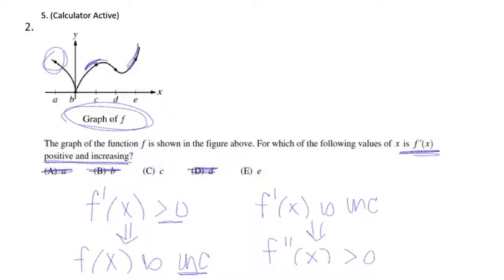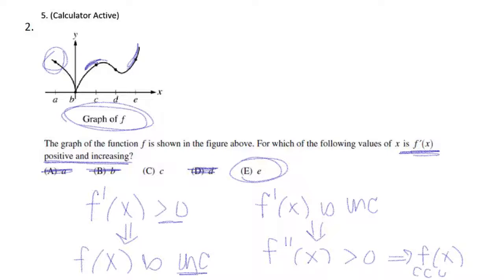Well, what does that tell me about f of x if f double prime is positive? What does it tell me f of x has to be? Concave up. f of x has to be concave up. So here, f of x is concave up. So which answer choice do I need to choose? Is it C or E? E.